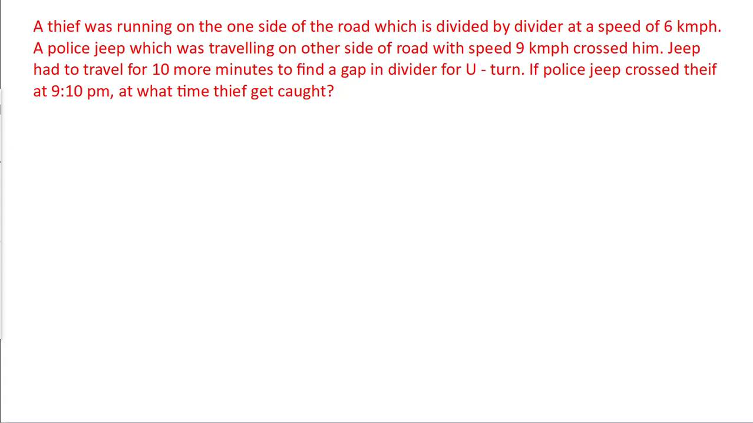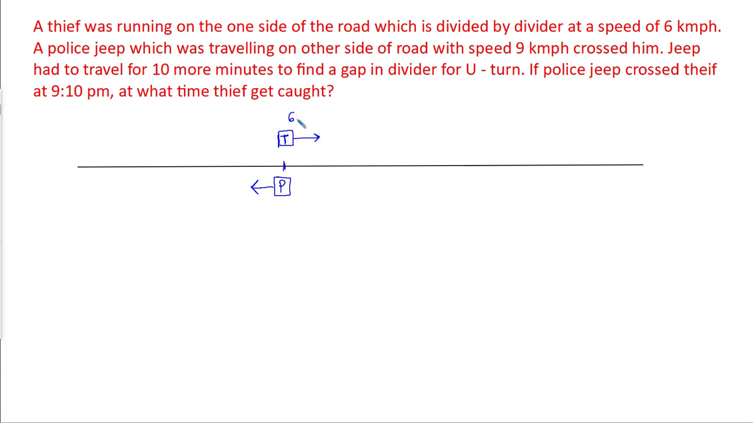Okay everyone, so first of all what we'll do is we'll represent this situation in a diagram. Let's say this is a divider, this is a road which is divided by a divider. Let's say when the police jeep is here, traveling in this direction, the police jeep crossed the thief, who is traveling in this direction. The speed of thief is 6 km/h, whereas the speed of police jeep is 9 km/h. The jeep had to travel for 10 more minutes to find a gap in the divider to take a U-turn.